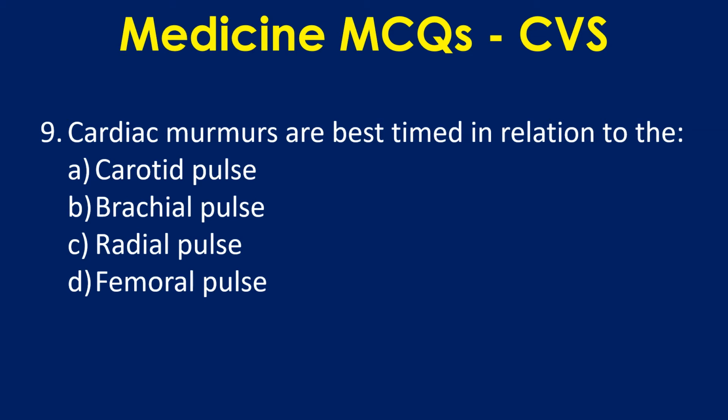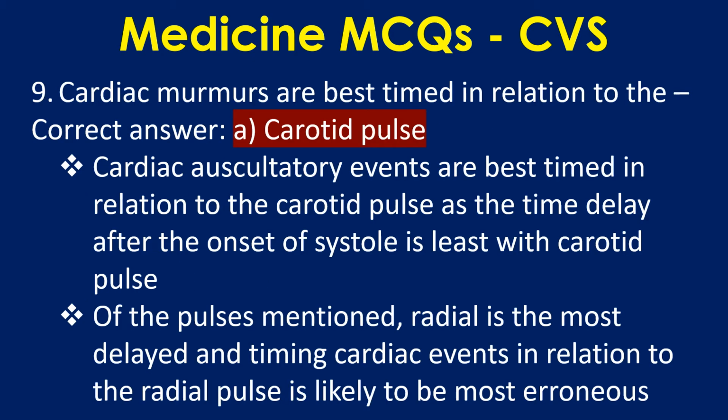Cardiac murmurs are best timed in relation to the: A. Carotid pulse, B. Brachial pulse, C. Radial pulse, D. Femoral pulse. Correct answer A. Carotid pulse.